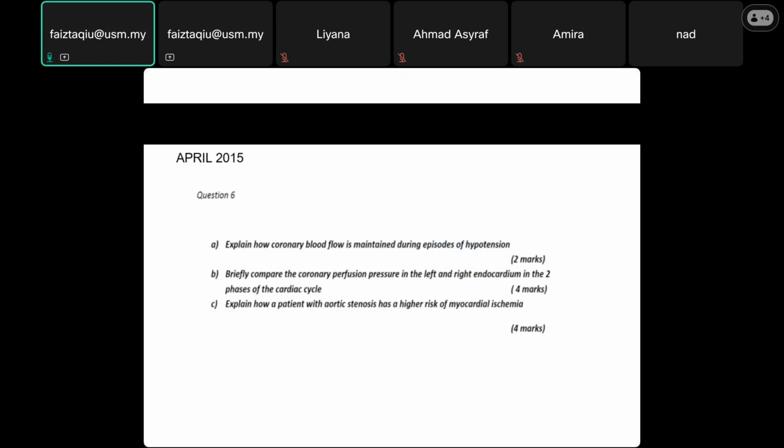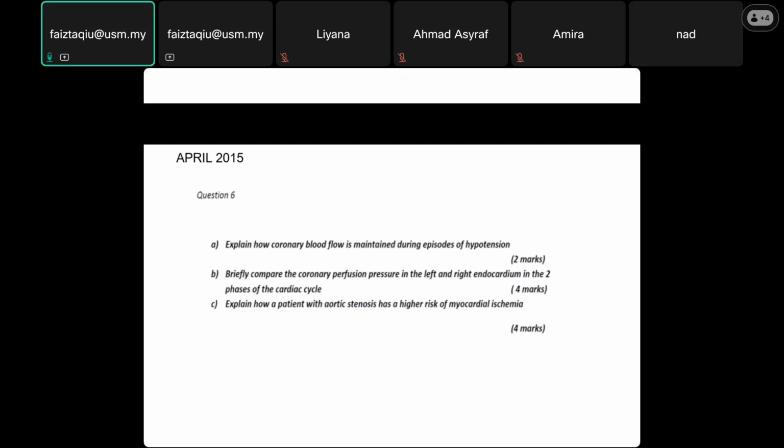So for the auto-regulation tu, coronary blood flow is maintained through auto-regulation, primarily mediated by myogenic mechanisms, local metabolites, such as adenosine and nitric oxide. So reduced perfusion pressure leads to arteriolar dilation lah, which helps sustain the flow. Point 2, neurohormonal factors: activation of the sympathetic nervous system with released catecholamines, which can increase coronary perfusion pressure indirectly by raising aortic diastolic pressure.